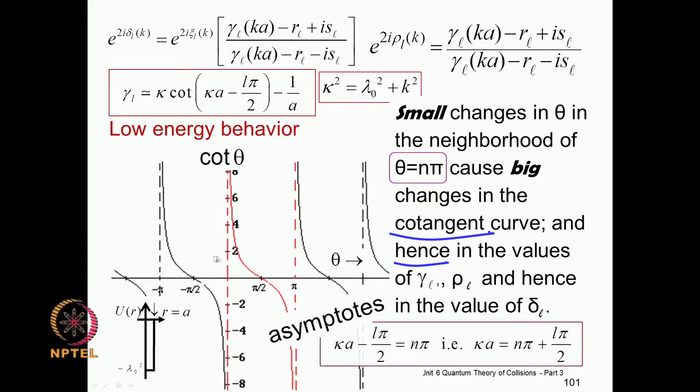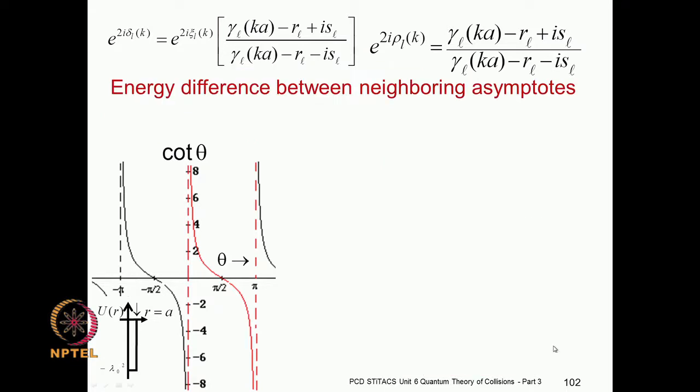So if you look at the asymptotes of this function, they occur whenever the argument of the cotangent function, what is the argument? This angle is kappa a minus l pi by 2, okay? So whenever this angle kappa a minus l pi by 2 is equal to n pi, that is when you have the asymptotes of the cotangent function, okay? So when this condition is satisfied, you bring this l pi by 2 to the right, so kappa a will be n pi plus l pi by 2, that is what we get.